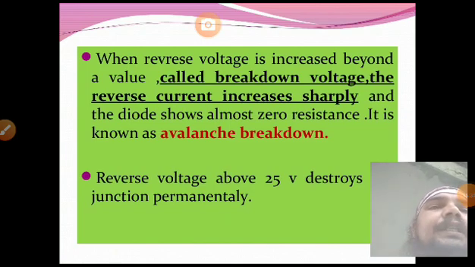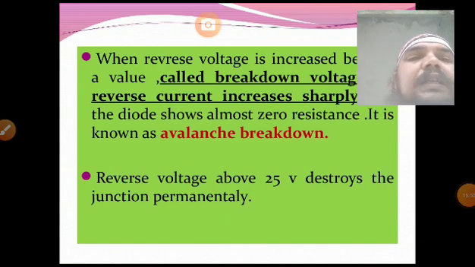When the reverse voltage is increased beyond a value called the breakdown voltage, the reverse current increases sharply and the diode shows almost zero resistance. It is known as avalanche breakdown. Reverse voltage above 25 volts destroys the junction permanently.